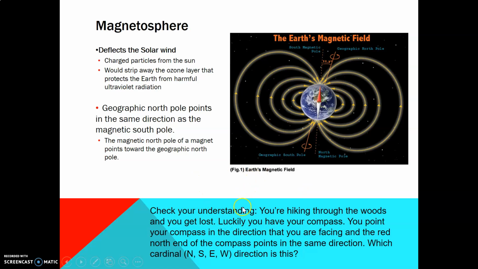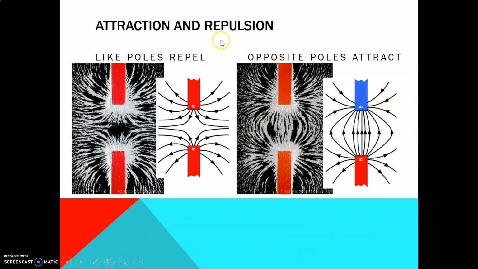Well, the north end of a magnet is going to be attracted to Earth's south magnetic pole, which just so happens to be in the geographic north. So you are facing north. That's how a compass works. Once again, like poles repel, opposite poles attract. And this diagram is showing the field lines.